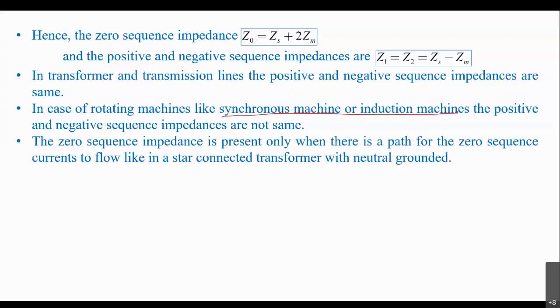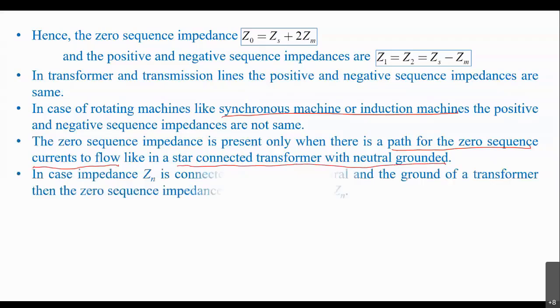The zero sequence impedance is present only when there is a path for the zero sequence current. If there is no path, suppose we have a star connected transformer but the neutral is not grounded, then the zero sequence current will become zero. Similarly, if we have a star connected synchronous machine and the neutral is not grounded, the zero sequence component will become zero. Therefore, in order to get the zero sequence component, the neutral must be grounded.